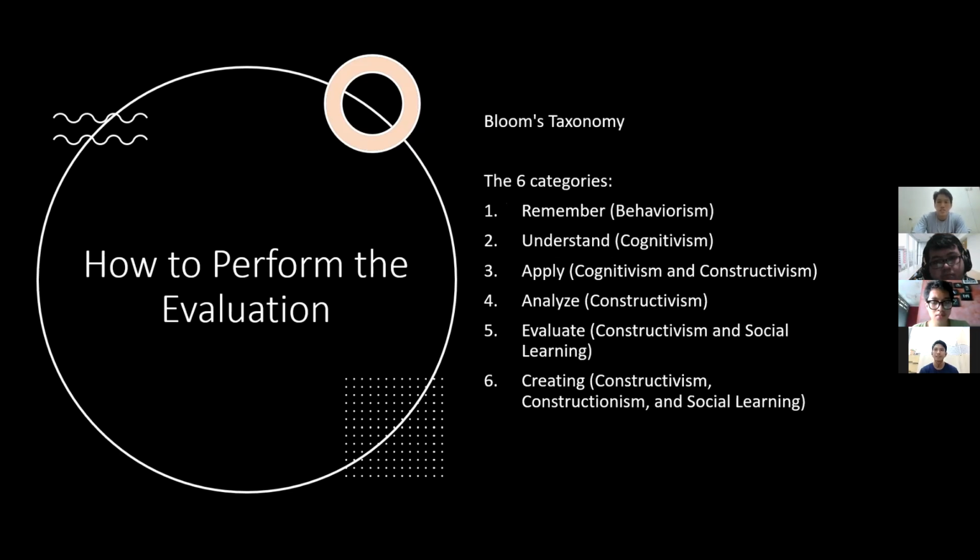The second element is Bloom's taxonomy. Bloom's taxonomy consists of 6 categories. The first is remember, second is understand, the third is apply, the fourth is analyze, the fifth is evaluate, and last, the sixth is creating. You can see in the PowerPoint, remember is related to behaviorism. So the tools that can be used are the same as those used in learning theories for behaviorism.